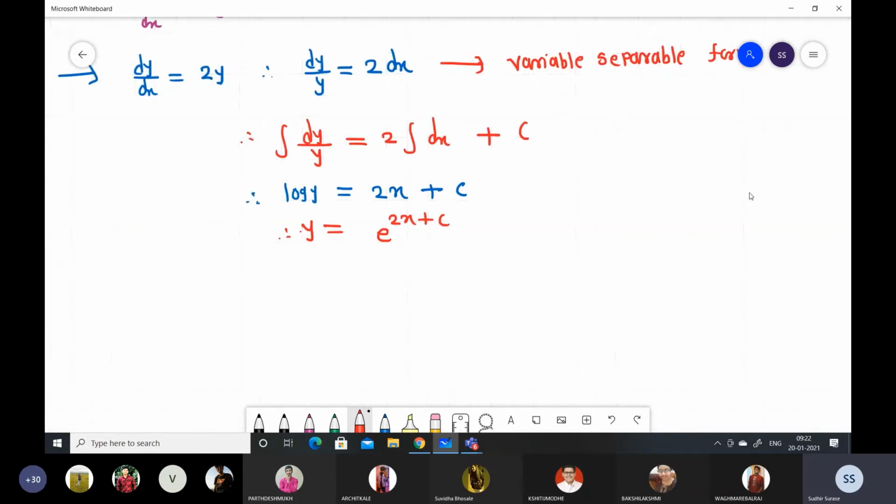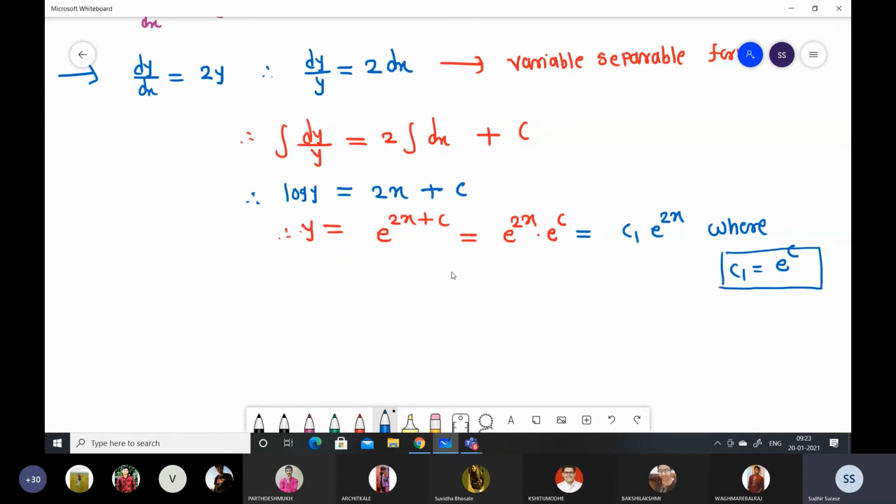And now I'm going to solve it further. So e to the power 2x into e to the power c, and then I will call this e to the power c as another constant, let's say k, or let's say c1. So c1 times e to the power 2 times x, where that c1, this complicated constant, is e to the power c. Okay, this is just a constant. So we obtain y is equal to c1 e to the power 2x, and this is the required solution of the given differential equation.